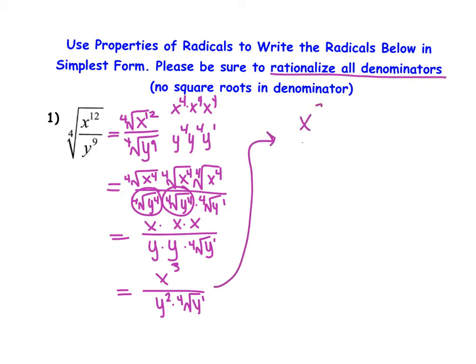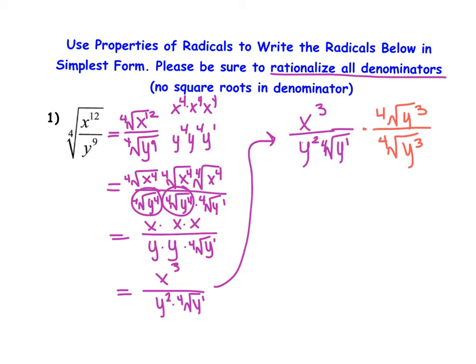So this is x to the 3rd over y squared times the fourth root of y to the 1st. Now I know that if that y to the 1st inside the root was a y to the 4th, this could be a perfect root and it would result in no longer having a root in our denominator. So in order to get that to be a y to the 4th, I'm going to multiply it by the fourth root of y cubed. Now remember, whatever I do to the denominator, I also need to do to the numerator.